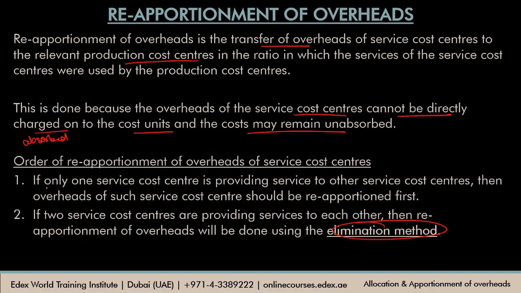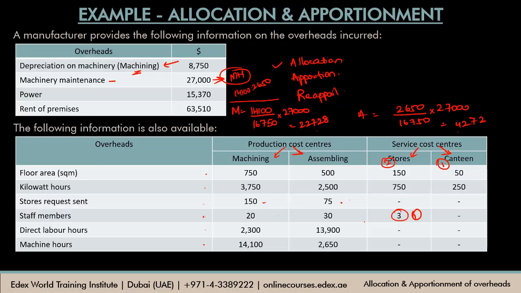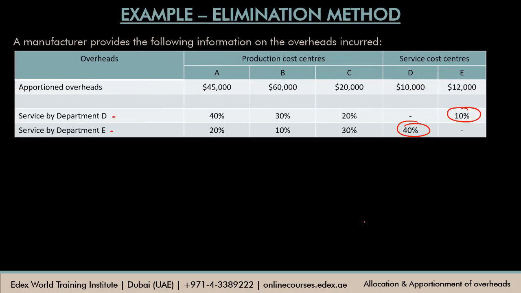So if you see the text here, if only one service cost center is providing services to other cost center, then overheads of such service cost center should be reapportioned first. We already did that. But if two service cost centers are providing services to each other, then this concept is known as reciprocal services, and we have to apportion the overheads using the elimination method. So let's see what's elimination method.